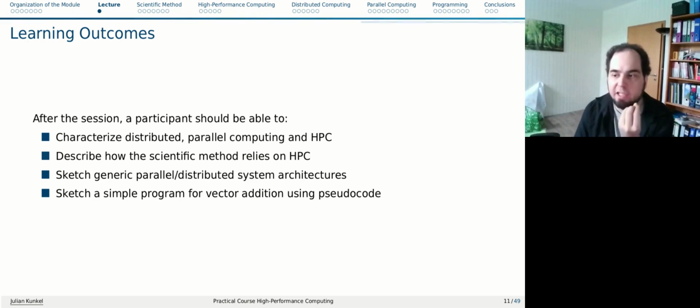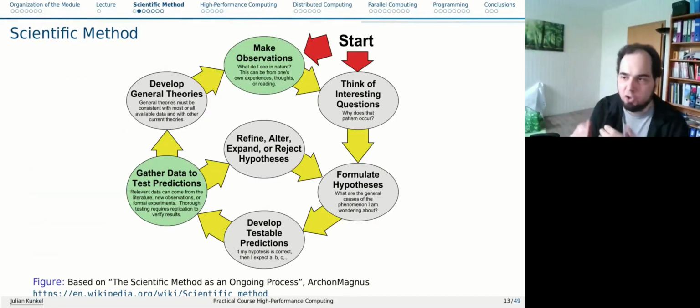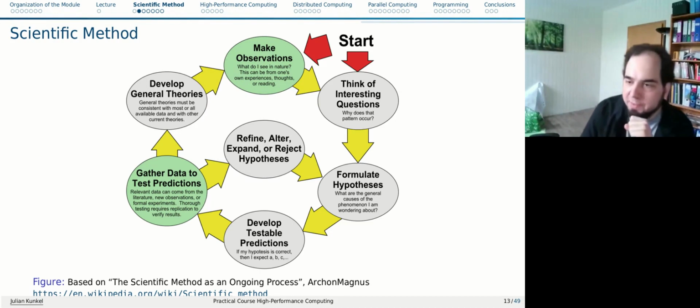You should understand a little bit of the basic system architectures, and you will already get an example for parallel computing using a vector addition. Okay, that's what will happen now. But let me start with the motivation. Why do we need HPC?